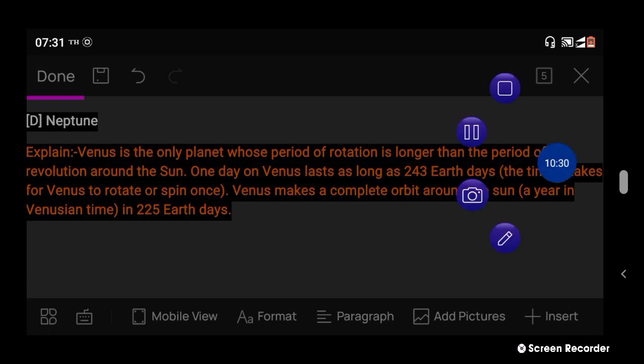One day on Venus lasts as long as 243 Earth days. That is the time it takes for Venus to rotate or spin once. Venus takes 225 Earth days to completely orbit around the Sun. A year on Venus is 225 Earth days.